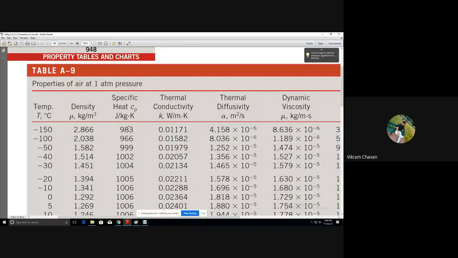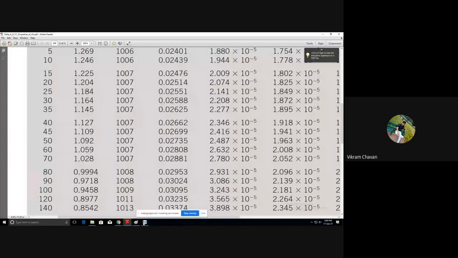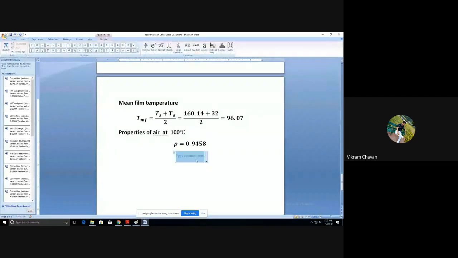Then next, second column, specific heat, CP. Specific heat is 1009. CP is equal to 1009, and the unit of density is kg per meter cube, and CP value is in joule per kg Kelvin. CP is known to you.